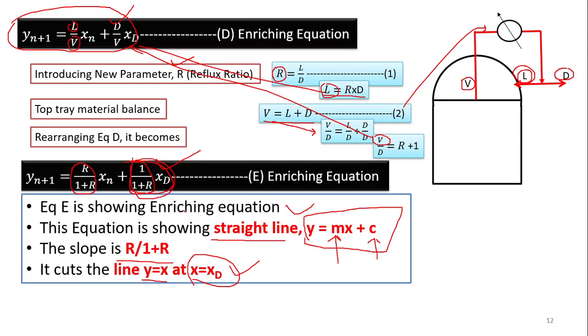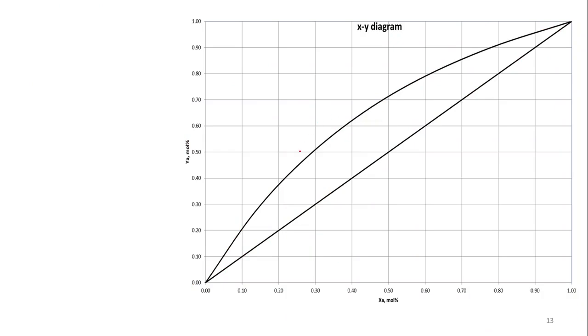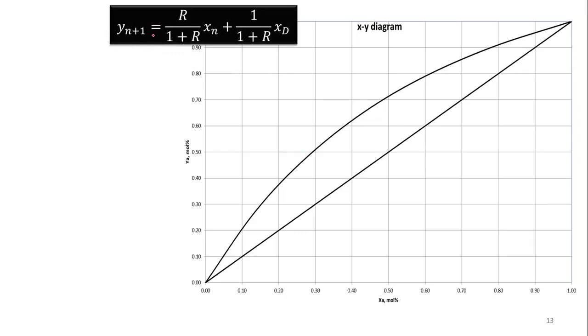Now come to the next slide, which will explain all these equations graphically. This is the XY diagram where we have to put this equation. The equation is known to us: y equals R upon 1 plus R xn plus 1 upon 1 plus R xd. This is the general format of the equation. The first thing we have to know is xd. This equation is a straight line equation, and y equals x is also a straight line equation, so these lines intersect with each other.